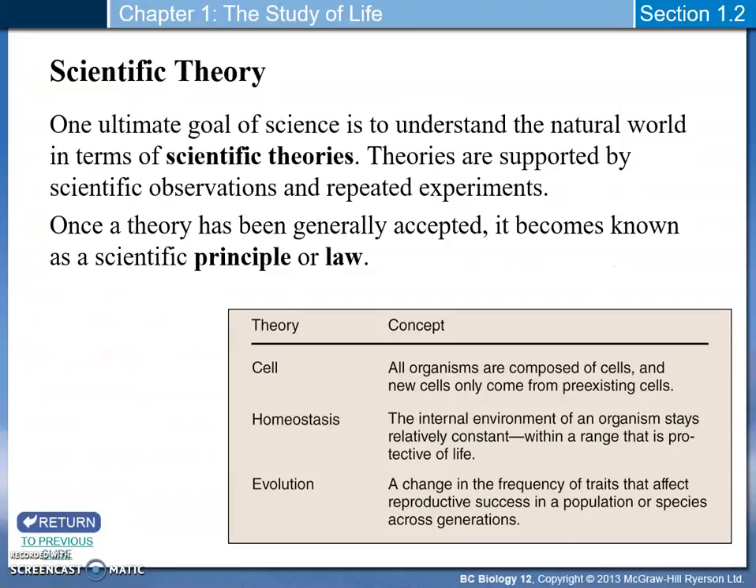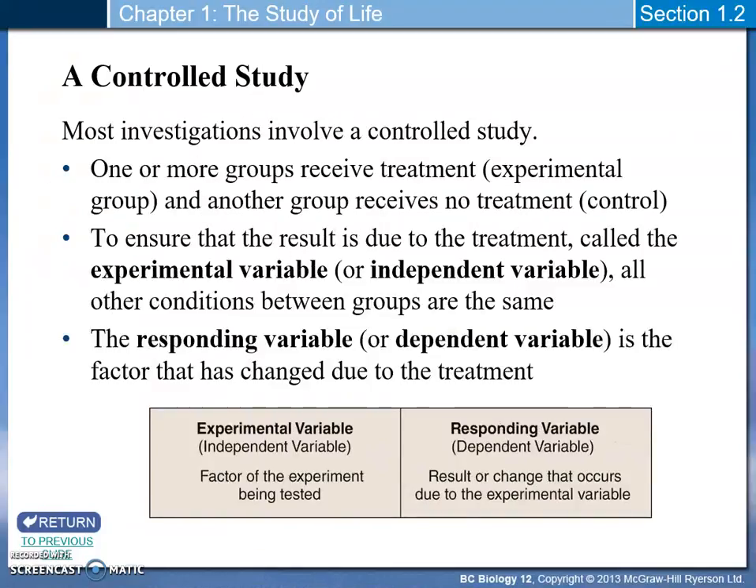So that leads to scientific theories. All of the results from experiments on a particular area of study lead to scientific theories, and theories are supported by scientific observations and repeated experiments. Once a theory has been generally accepted, it becomes known as a scientific principle or a law. And there's a couple of examples there for you.